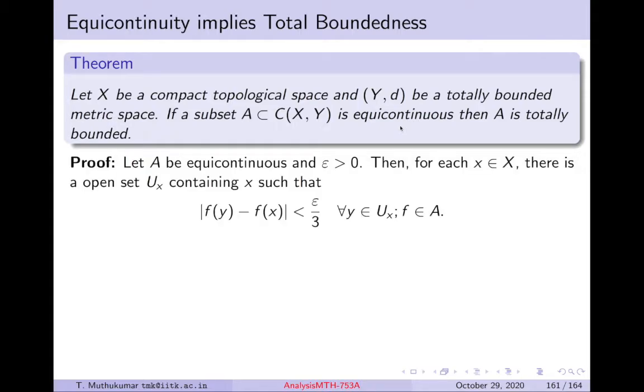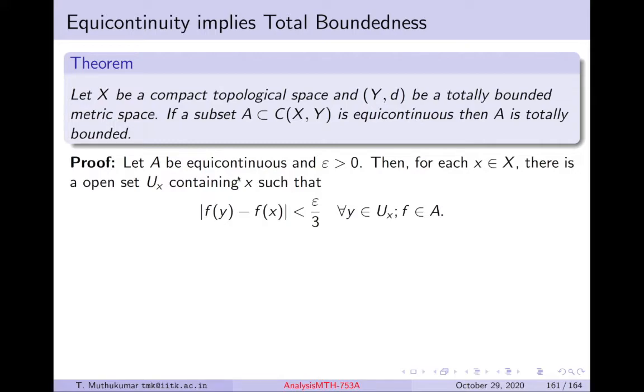So let's prove that. We start with the assumption that the subset A is equicontinuous. By the definition of equicontinuity, for any epsilon and for each x, there is an open set U_x containing x such that the distance between f(y) and f(x) is less than epsilon by 3 for all y in the open set and for all elements f from the subset A. This is the definition of equicontinuity.